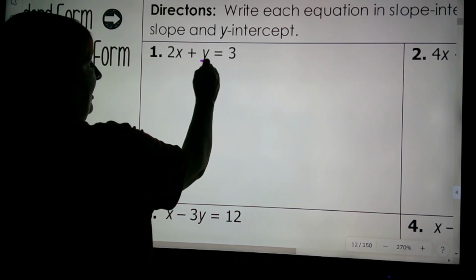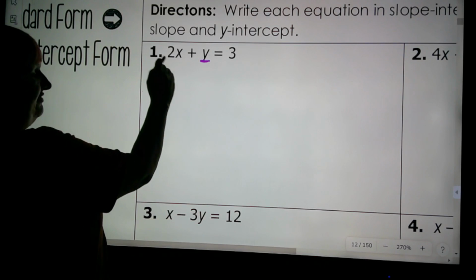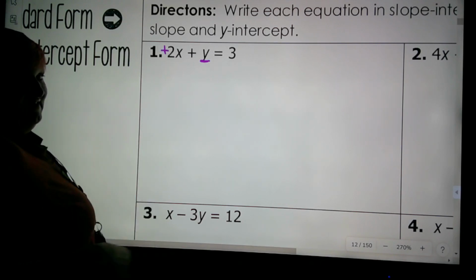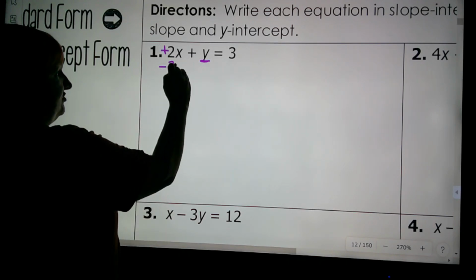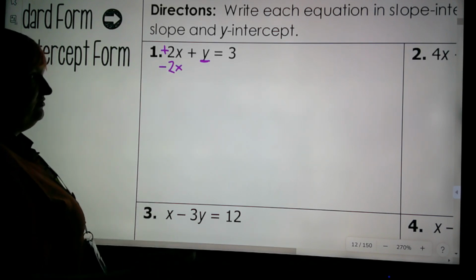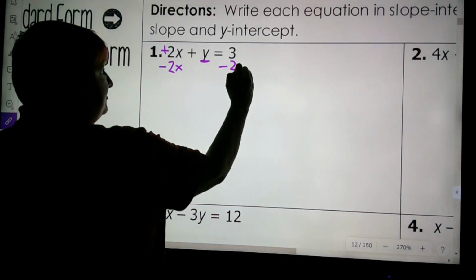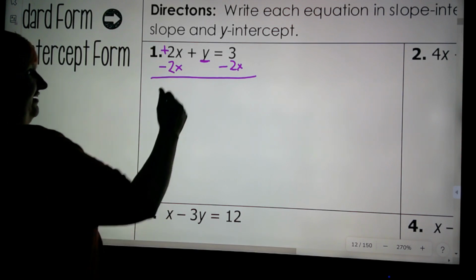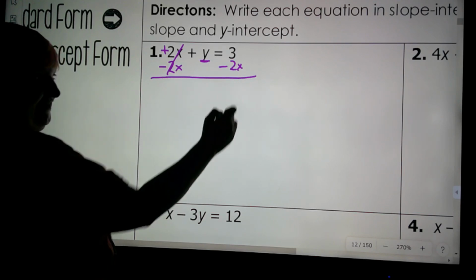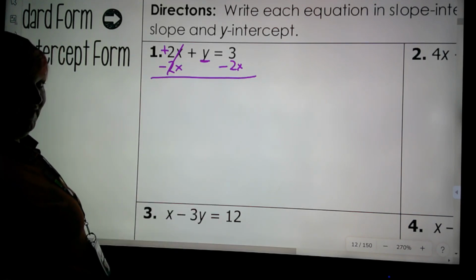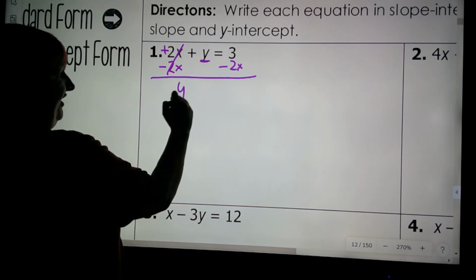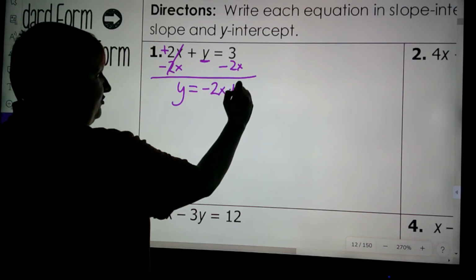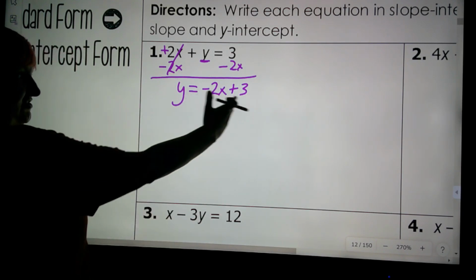We're solving for y. That means I need to get rid of everything else. I need to cancel it. Right now it's a positive 2x. I need to cancel it by subtracting 2x because 2x minus 2x is 0. If I'm going to subtract it from this side, I have to subtract it from this side. Alright, but what you need to recognize is that these are not like terms. They cannot be combined. So you just want to bring down your y, bring down your negative 2x, bring down your positive 3, and now it's in slope-intercept form.